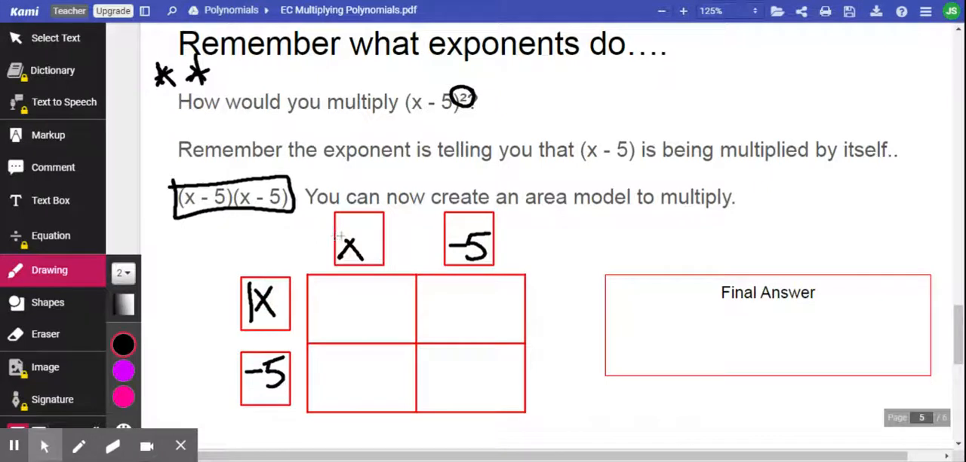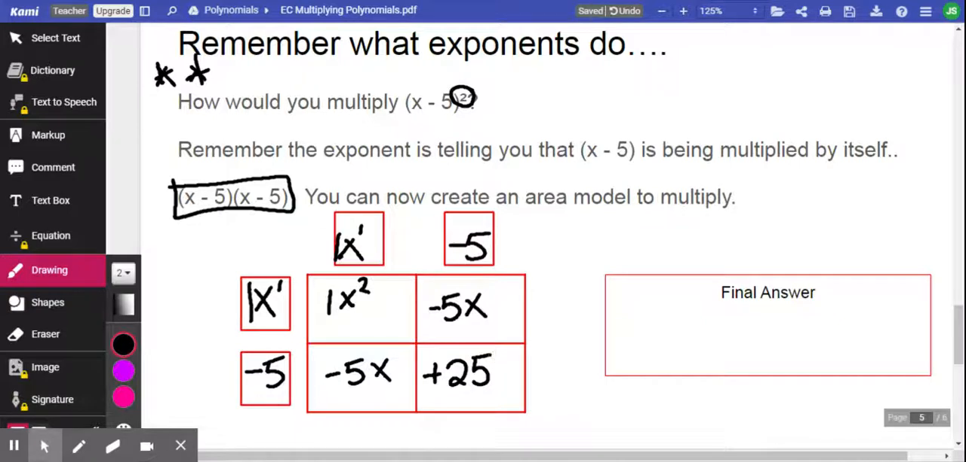We have our ones. I'm going to fill in my exponents as ones. So 1x to the first times 1x to the first gives me a +1x to the second. 1x to the first times -5 gives me -5x, or x to the first if you wanted to keep it. Down here, -5 times x to the first. Well, that looks familiar. That's -5x again. -5 times -5 gives me a +25.